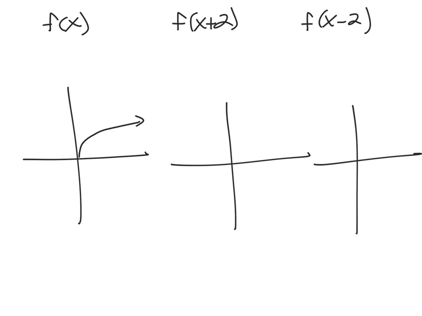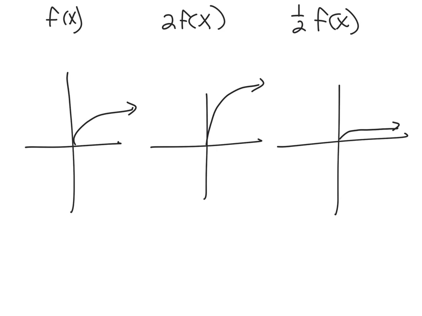If I subtract 2 within the parentheses, it's going to go to the right 2. And if I add 2 within the parentheses, it's going to go to the left 2. So that's what happens if I add 2 within, and that's what's going to happen if I subtract 2 within the parentheses. Here's what a vertical stretch and a vertical compression might look like. We're stretching it by a factor of 2. We're compressing it by a factor of 1/2 vertically.